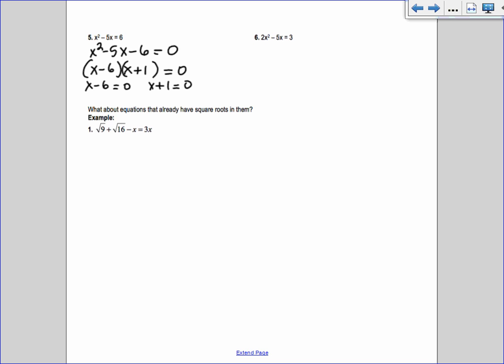And then you end up setting both of them equal to 0, remember? Because it's like something times something else equals 0, so one of them could be 0, right? So you get x equals 6 and you get x equals negative 1. Both of those are your solutions. So if you have an x squared and an x, you can't just take the square root, right? You have to get everything on one side and factor.